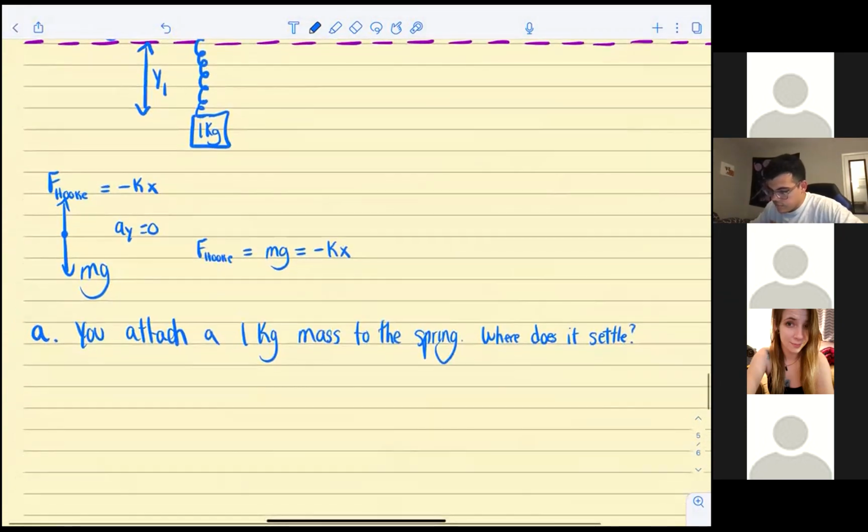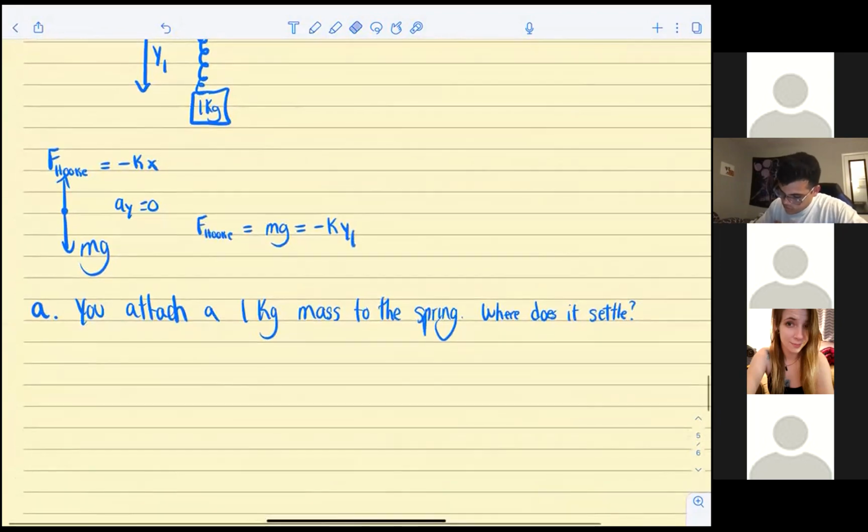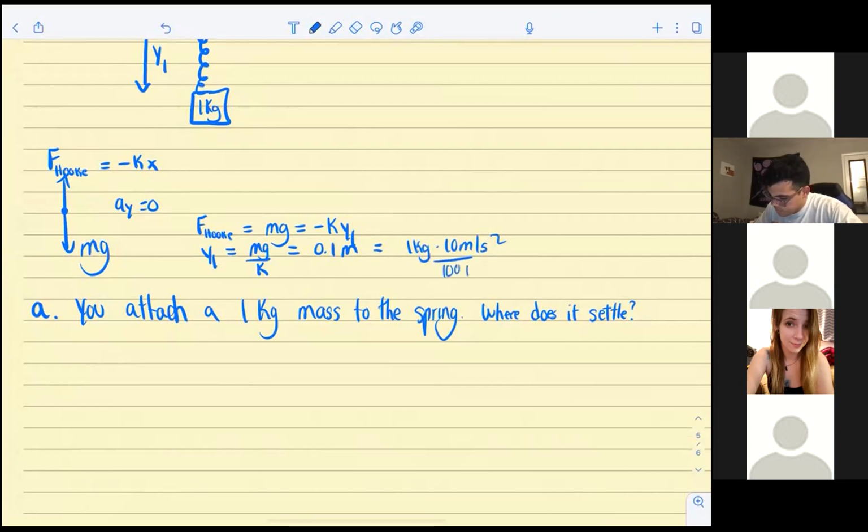So now we just want to solve for x. So let's actually call this y1, right? Because that's how much it was stretched. So y1 is mg over k, which is 0.1 meters. Because, you know, the mass is 1 kilogram times 10 meters per second squared, and the spring constant is 100, sorry. So it goes down 0.1 meters.